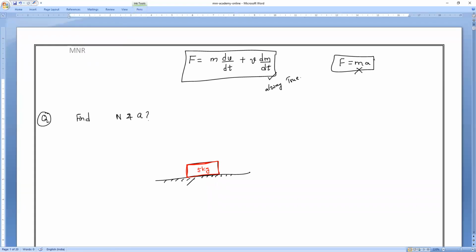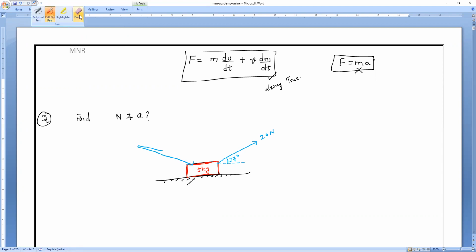Now a force is exerting on this body at 37 degrees to the surface. Do you all understand? What is the angle, Pradosh? 37 degrees. Another force is acting towards the body.